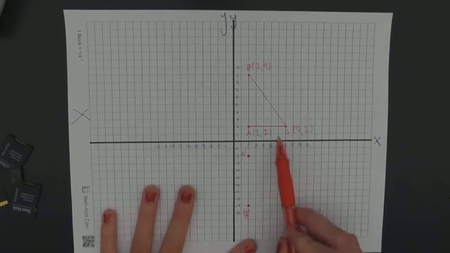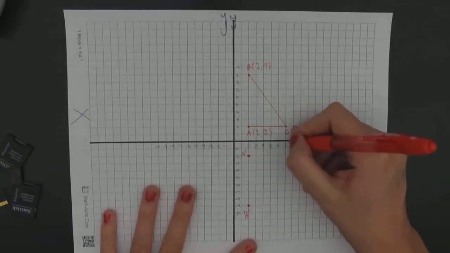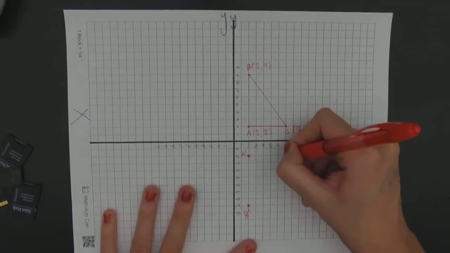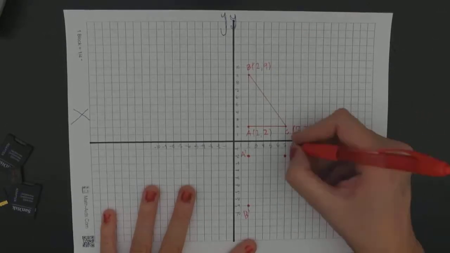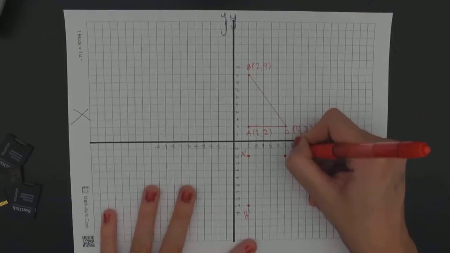Okay, my last point I need to do is C. So to get to C, I went over 7, up 2. So I'm going to go over 7, down 2. Cool, and this is now point C prime.